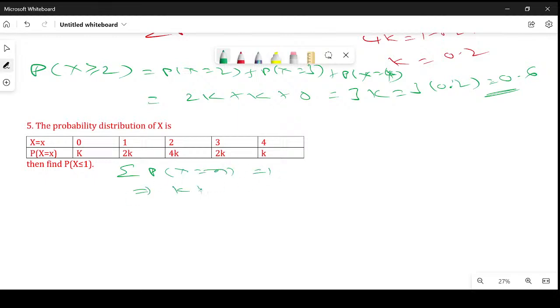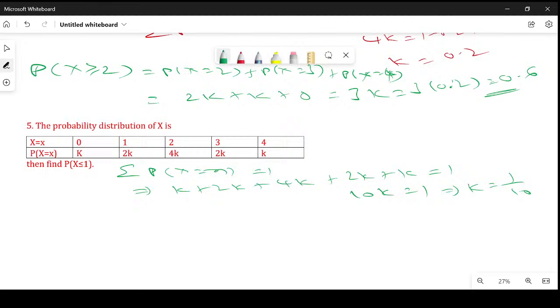I can write k + 2k + 4k + 2k + k = 1. You can add here: 3, 7, 9, 10k = 1. You will get 10k = 1, so k = 1/10. It becomes 1/10, 0.1.